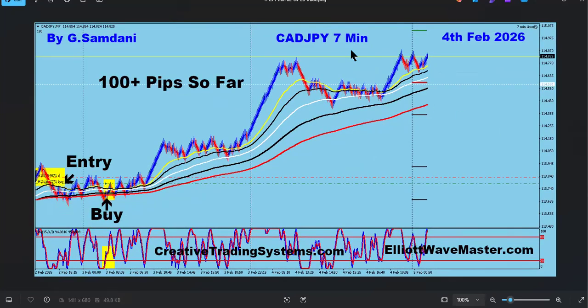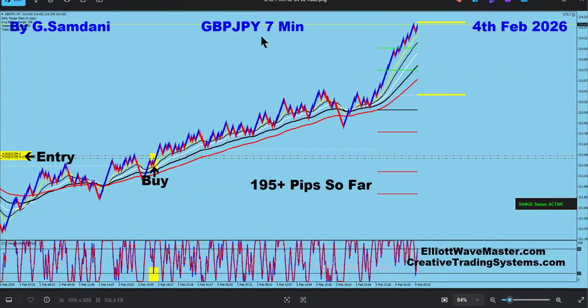So now this one, CAD yen. See, Pound yen, Euro yen, CAD yen, Aussie yen, all went up. This is on the fourth. You can see a beautiful entry right there. Buy orders right there for 100 pip. This one is Pound yen again, 195 pip. Probably the same entry, or from Umar's computer, maybe from his account.